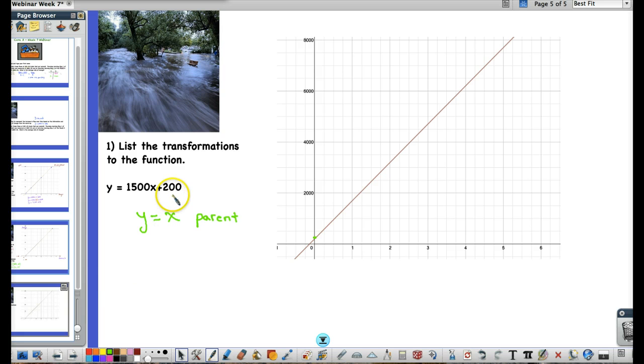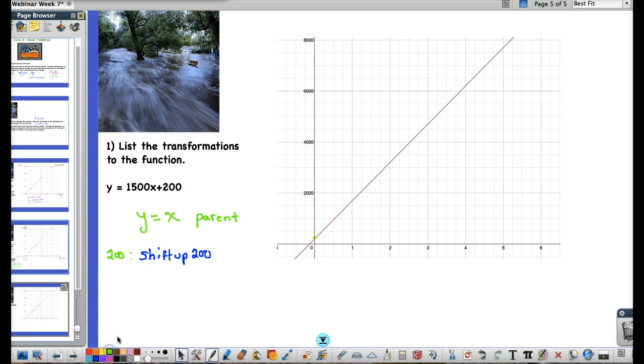So first things first, let's analyze the 200 as far as transformations go. The 200 basically says that we have to shift our parent function up. So that's a shift up 200. So that is one transformation. Okay, so that number on the end, that y-intercept, it just tells our graph where to go. Does it go up from 0 or does it go down from 0?